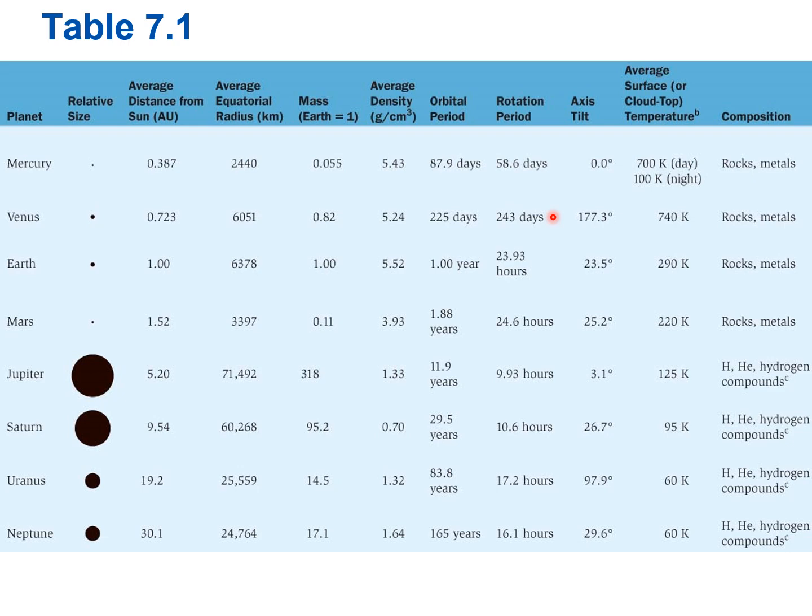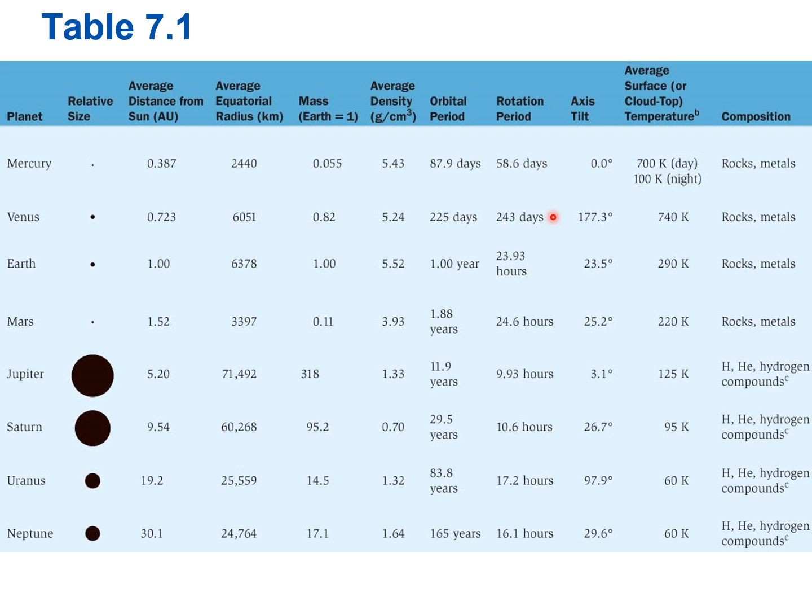So Venus is turned 177.3 degrees. What that means is that effectively it rotates on its axis backwards. If you take a water bottle, a ball, whatever, and you spin it, and then while you're spinning it, turn it upside down, you'll see that if it was originally spinning counterclockwise, now it's spinning clockwise, and that's what Venus is doing.